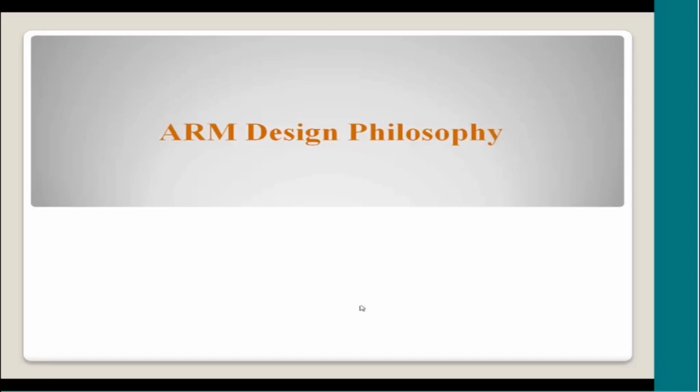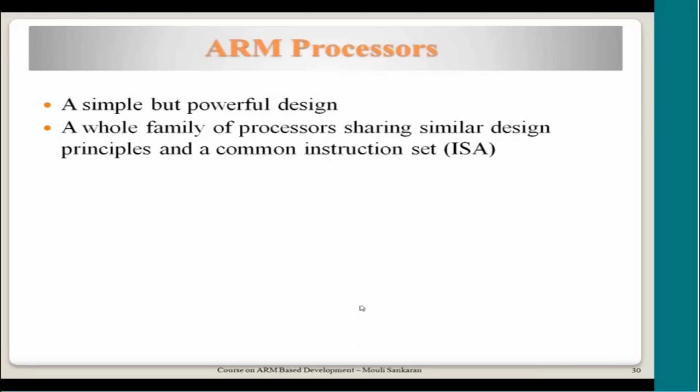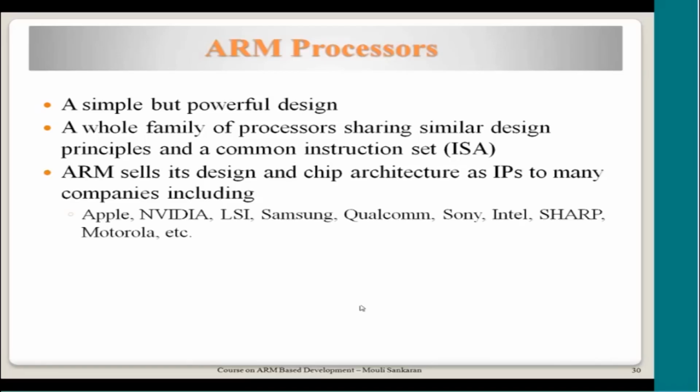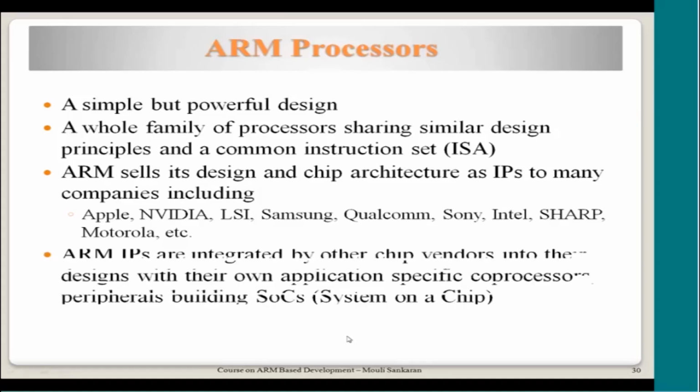Now let us just touch upon the ARM design philosophy, how they have differed from the rest of the processor companies. The philosophy is that it is very simple and powerful, and the whole family of processors shares similar design principles. That is, the ISA is mostly common across different families of processors coming out of ARM, and there are so many chip architecture IPs which were bought by well-known names in the market, and the IPs are integrated by other chip vendors in their designs to build a SoC along with their peripherals.